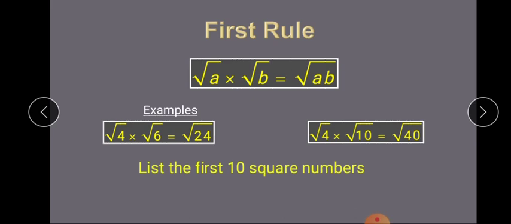List the first 10 square numbers. So let us learn the squares of first 10 numbers. So 1 square is 1.